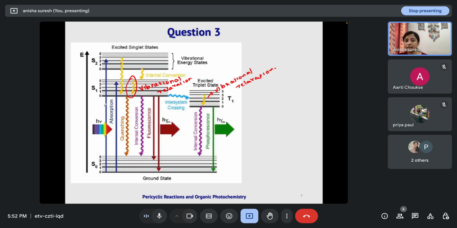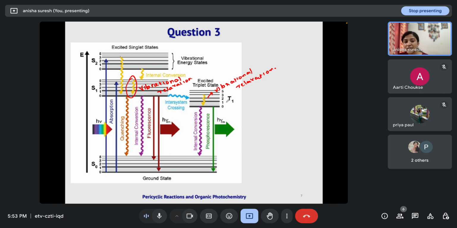So I have just given this Jablonski diagram for better understanding. First, absorption will take place from S0 to higher excited states like S2, S1, etc. From S2 to S1, the non-radiative process is internal conversion. From the higher vibrational state of S1 to the lower vibrational state of S1, the non-radiative pathway is known as vibrational relaxation. And when a non-radiative transition takes place from S1 to T1, that is known as inter-system crossing.